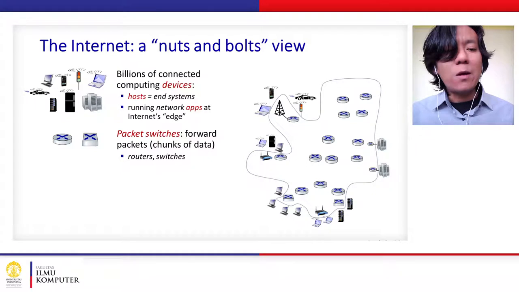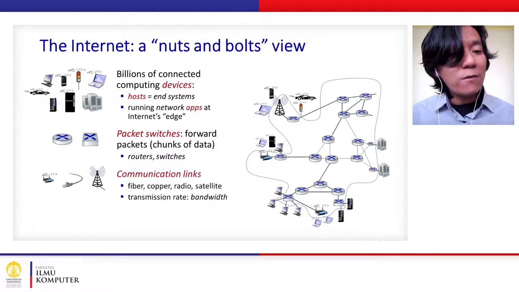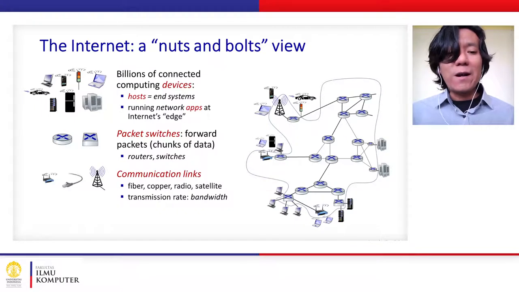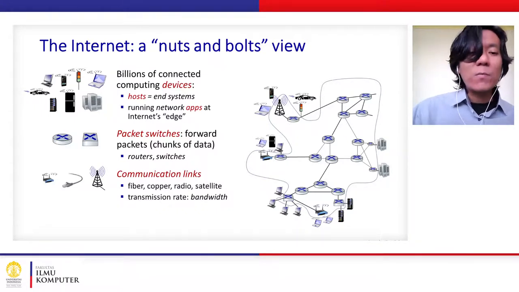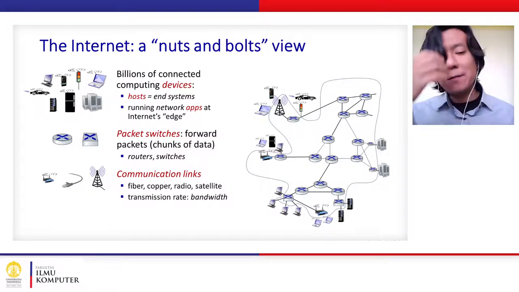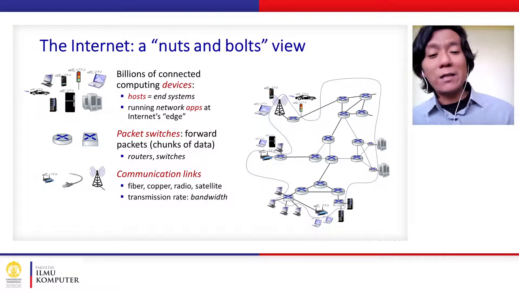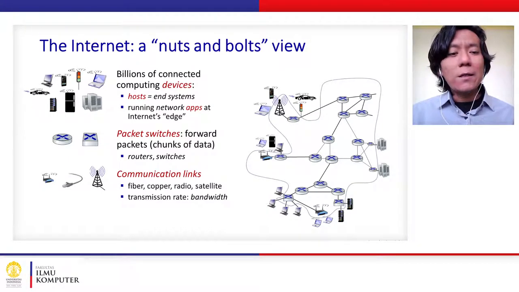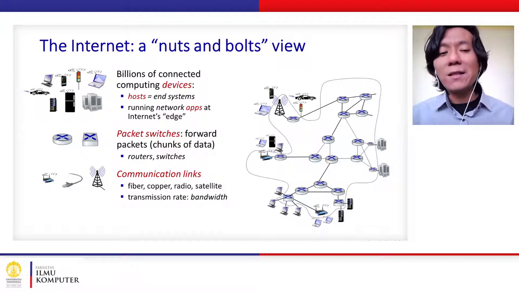Another important thing in this network is the link. If there are no links that connect the routers and the edges, the packet or the data will not be transmitted to the other end of the edge. So these three are the nuts and bolts that connect to each other and build the internet as a computer network.